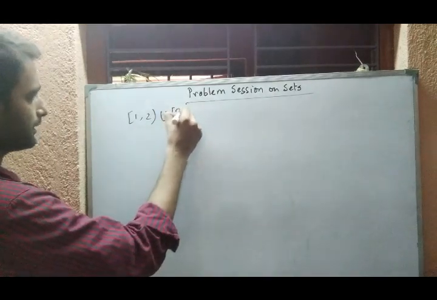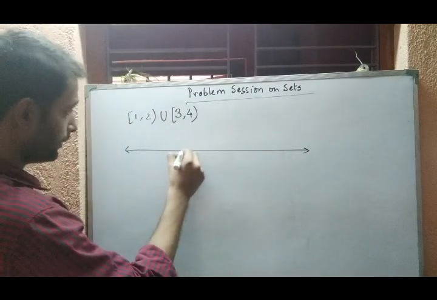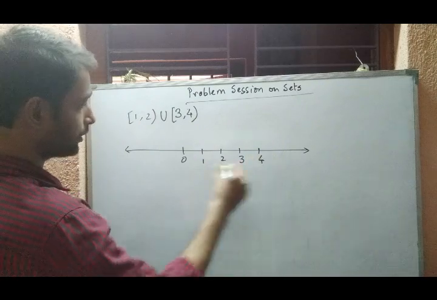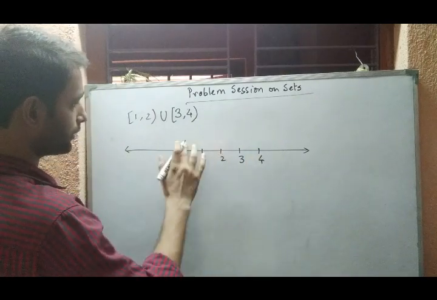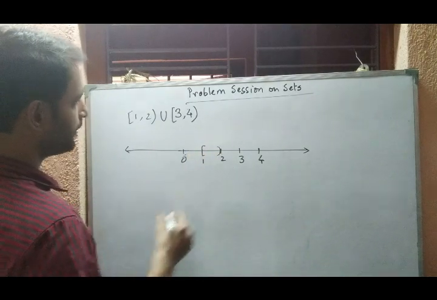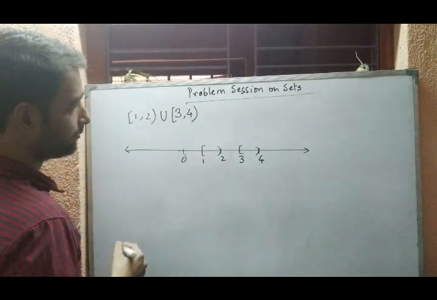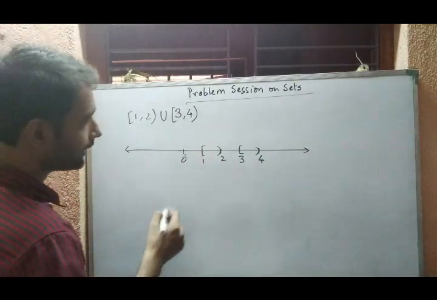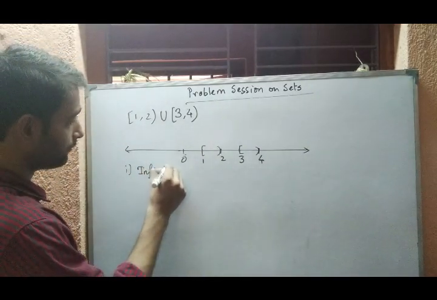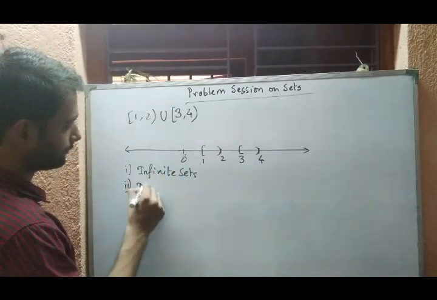So first of all, we are trying to find the union of these two, say [1, 2) and [3, 4). On the real line, they will look like this: 0, 1, 2, 3, 4. We are taking closed 1 and open 2, and then closed 3 and open 4. One thing we can say about them: number 1, these are infinite sets, and number 2, they are disjoint.